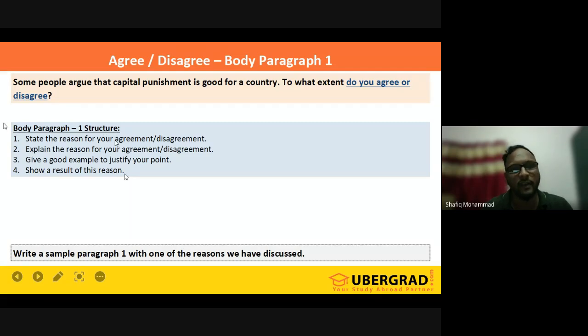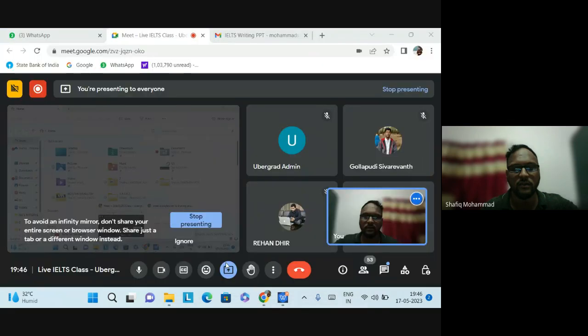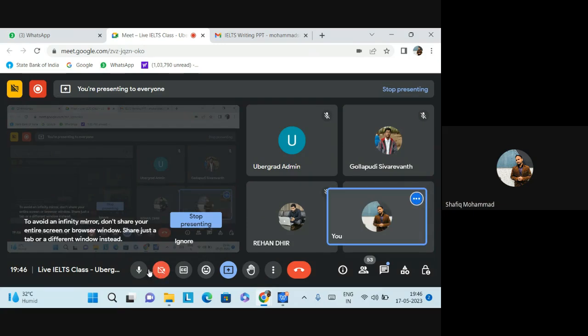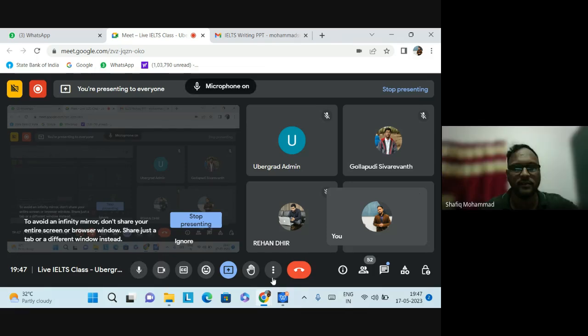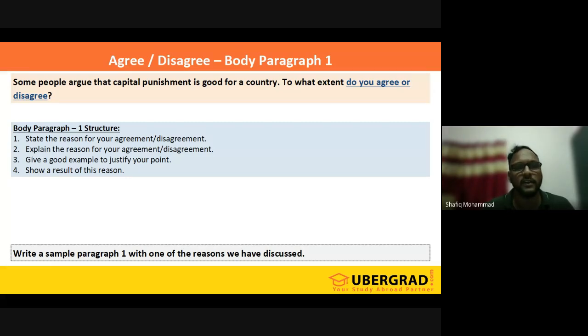So in the body paragraph, if you are agreeing, you will write the agreement by explaining, giving an example and showing the result. Okay. Yes. One second. Give me one second, guys. Yeah, sorry. So you're going to write the statement, like giving the reason, and then explain it and give a good example to it, and then the result to it. Whatever the result will happen about it. Okay, even if you agree or disagree.